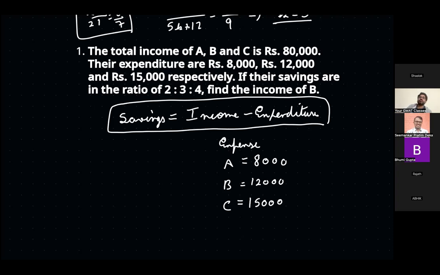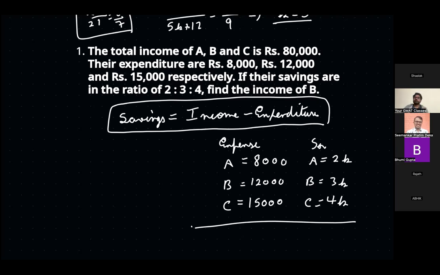What is the savings ratio? For A it is 2K, for B it is 3K, and for C it is 4K. Those who are not able to do it, try it with this. Sorry, that's correct. These are the savings. So total income of B would be... those who have not done this, quickly do it. Expense is 8,000, 12,000, 15,000, and saving is 2K, 3K, and 4K. Solve it from this.